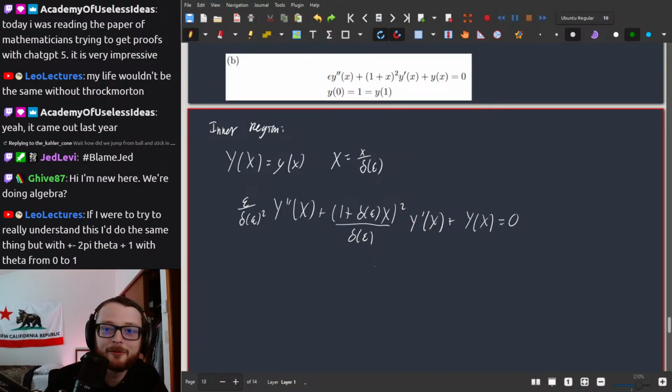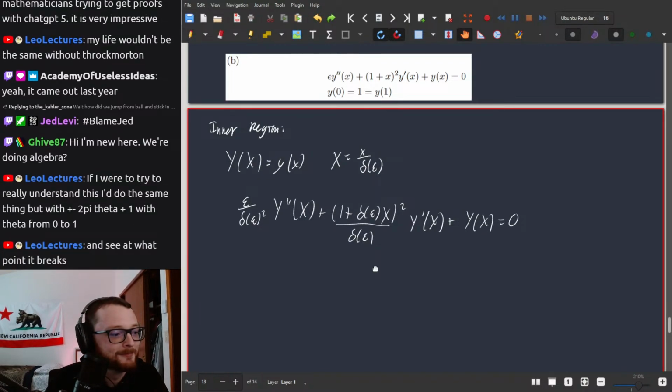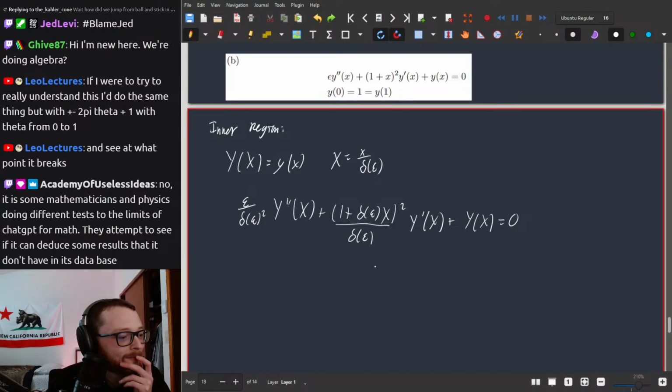Pi equals 0. If I try to understand this, I do the same thing. Plus or minus 2 pi theta. Yeah, because there's definitely other values you could use there too, right? They're doing different tests, testing limits of ChatGPT for math. They attempt to see if it can deduce some results that it doesn't have in its database.